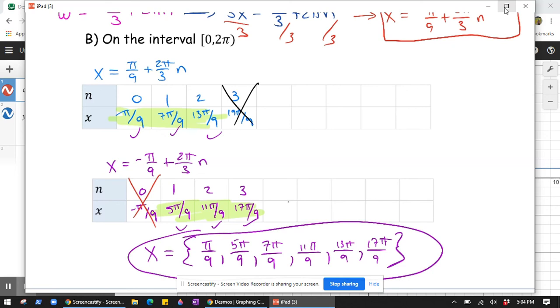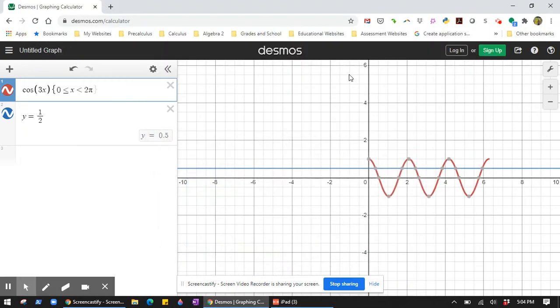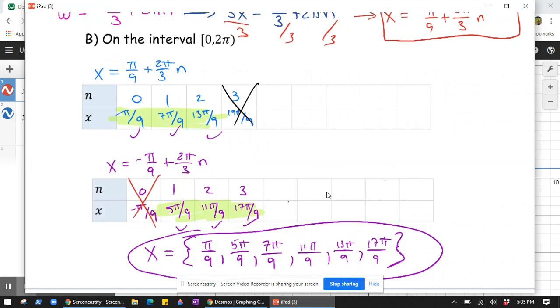Let's check with the graph to make sure that this was working. So I've got here cosine of 3x on the interval of 0 to 2 pi. I've got 1/2, and you can see the intersection points: pi over 9, 5 pi over 9, 7 pi over 9, 11 pi over 9, 13 pi over 9, and 17 pi over 9. Those are all precisely what we got here at the bottom. So it worked.